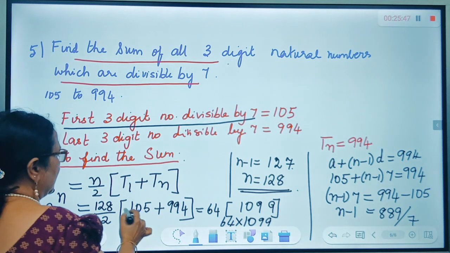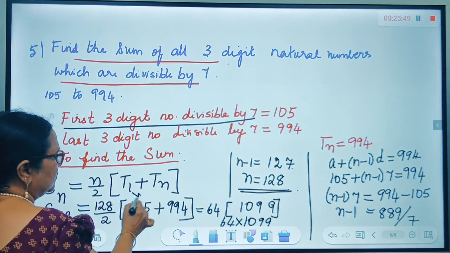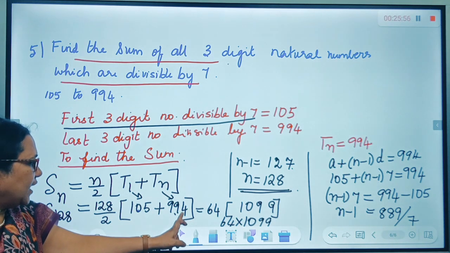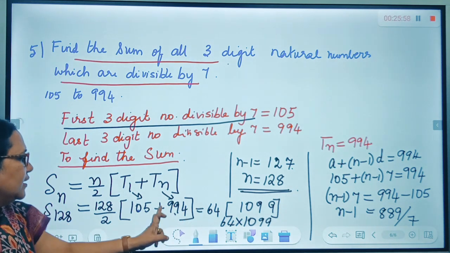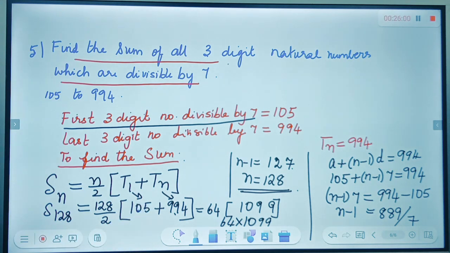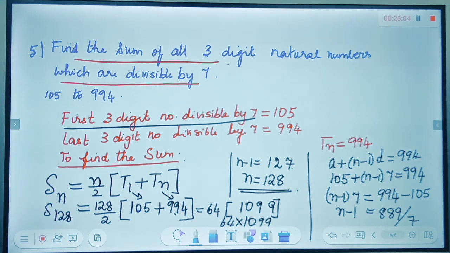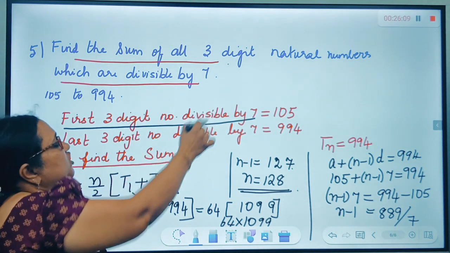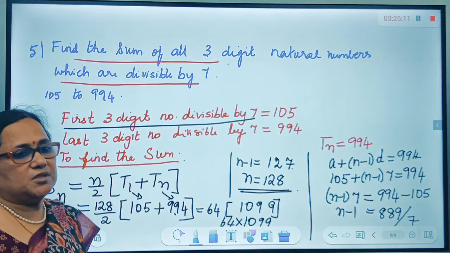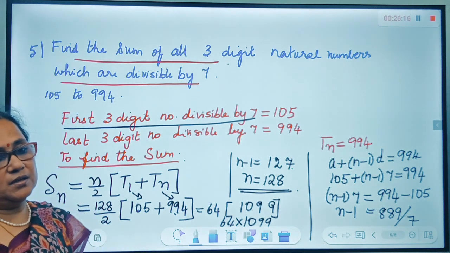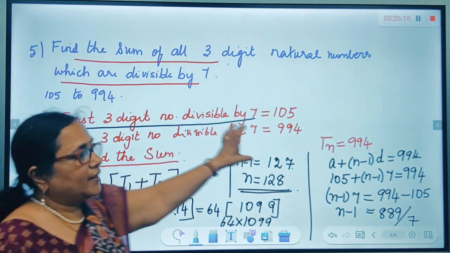105 is the first term. The nth term is 994. So when I add, what will I get? 5 plus 4, 9, 9 plus 0, 9, 9 plus 1, 10. So 1099. I am sure you can multiply and determine what the answer is. So this is how you do sums wherever you are asked to find the sum of all 3-digit numbers, 2-digit numbers, similar sums. Identify what is the first number and what is the last number, by trial and error.